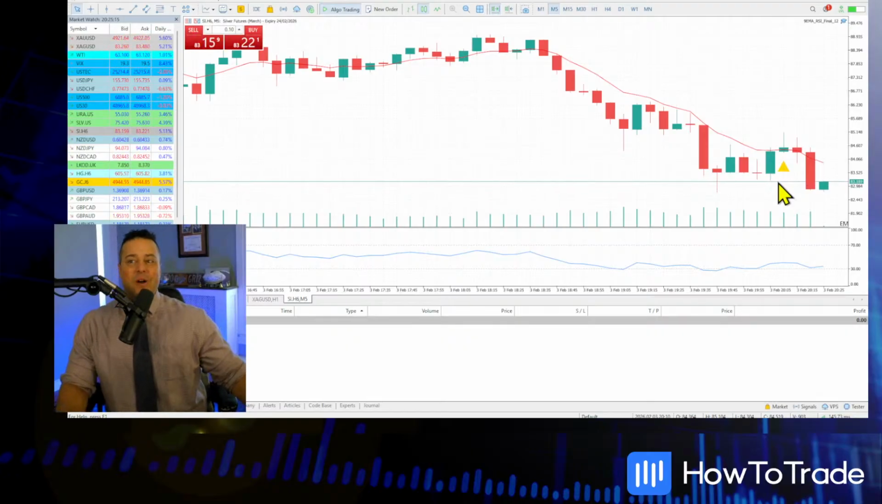This is an approach where if you're trading it on a 5 or a 1 minute chart, you're going to be taking a lot of trades. So something like this is very interesting.